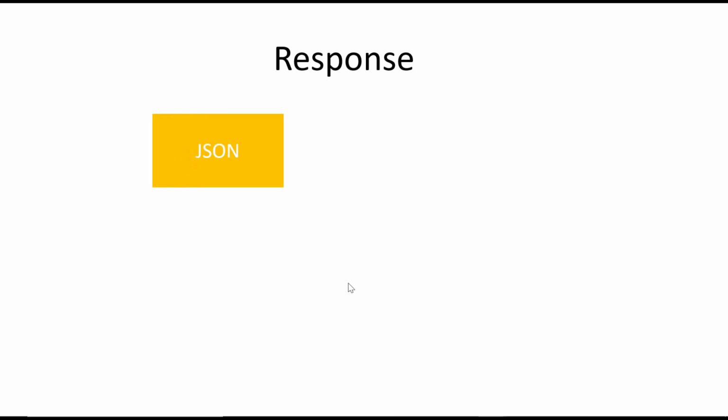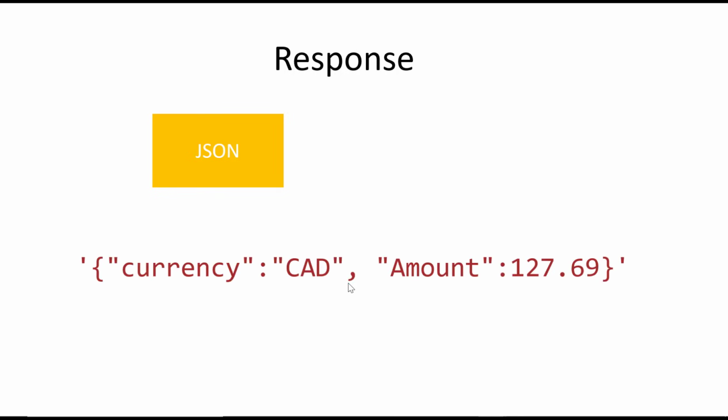So when we get the response back in VBA, it comes back in JSON format. And what we do then is we convert this to a dictionary structure. JSON format is essentially a list of key value pairs. So you can see here we've got currency. Currency is basically the key, and CAD, Canadian dollar, is the value. And again, amount is the key, and then 127.69 is the value.